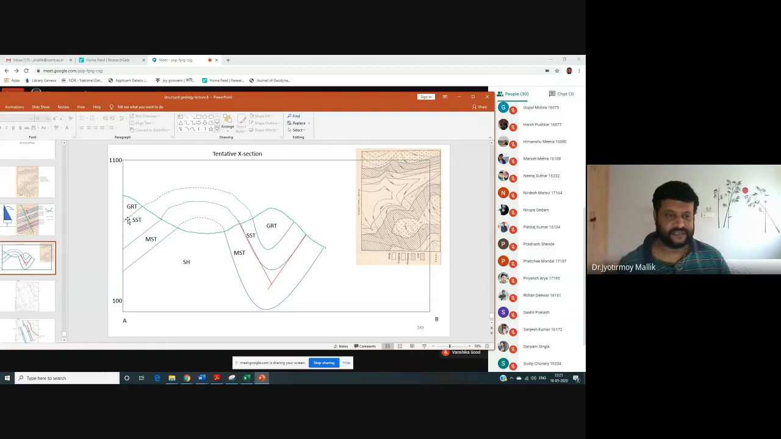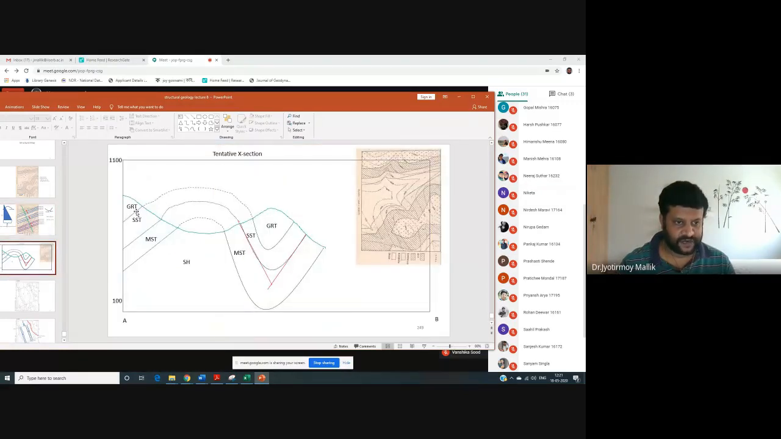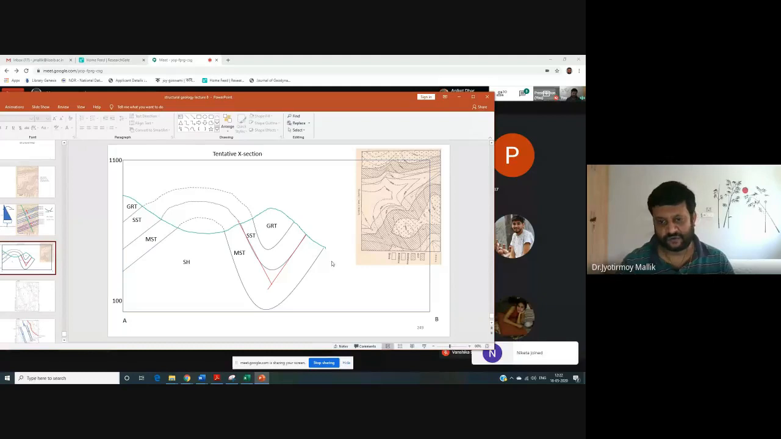Now I will plot my respective bed boundaries. So this is the bed boundary between grit and sandstone, and as you can see, this should dip towards A. So grit to sandstone dips towards A, sandstone to mudstone dips towards A, mudstone to shell dips towards A. Then shell to mudstone dips towards B, mudstone to sandstone dips towards B, sandstone to grit dips towards B, then grit to sandstone again dips towards A. Then sandstone to mudstone dips towards A, and then mudstone to shell again dips towards A.